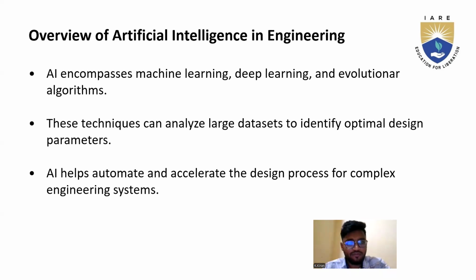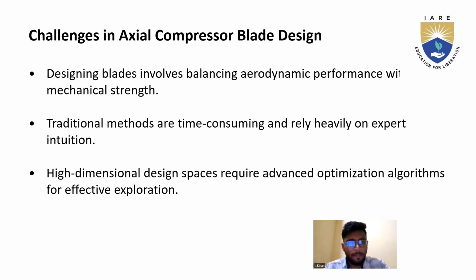And an overview of artificial intelligence in engineering. AI encompasses machine learning, deep learning, and evolutionary algorithms. These techniques can analyze large data sets to identify optimal design parameters. AI helps automate and improve the accuracy of the design process of complex engineering systems.